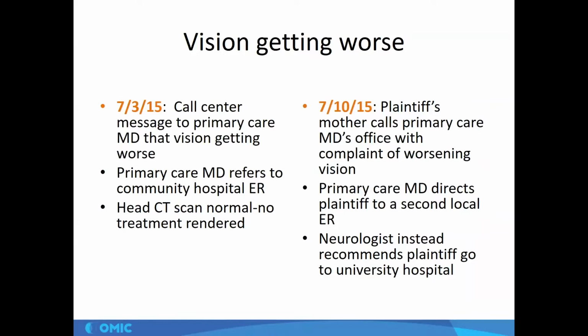Well, the plaintiff's mother called back on July 10th, back to the primary care physician's office, and said the vision was continuing to worsen. So the primary care physician directed the plaintiff to a second local emergency room where the neurologist that she was going to be seeing happened to be on staff. And when that neurologist was called, he recommended that the plaintiff go instead to a university hospital.